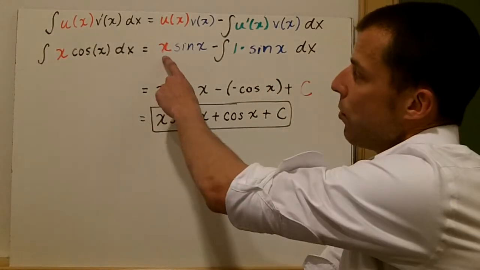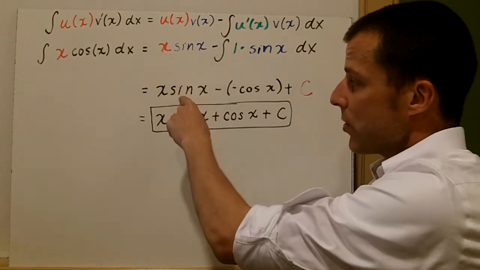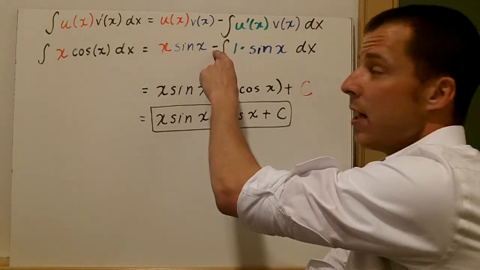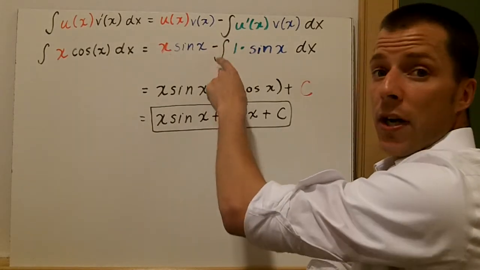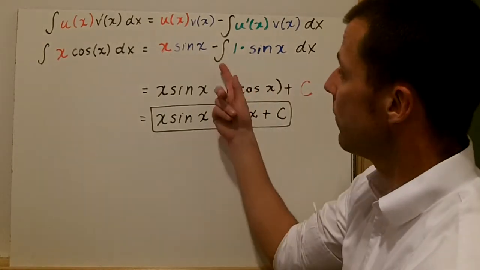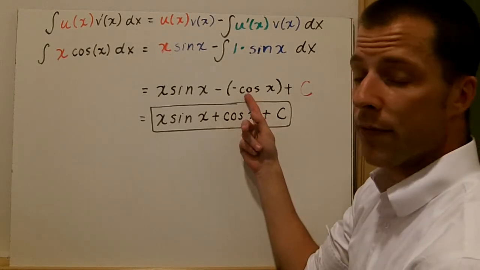So this portion is done. If we look down here, x sine of x is right here, and right here in the final answer. But we have to subtract off this integration. So what we have to do now is integrate really sine of x, which is negative cosine of x.